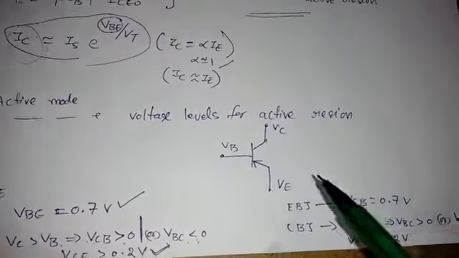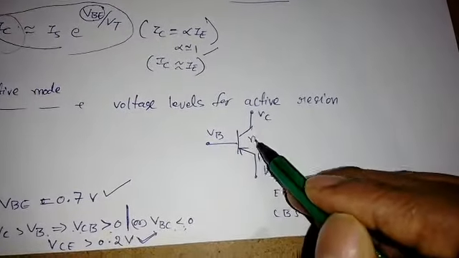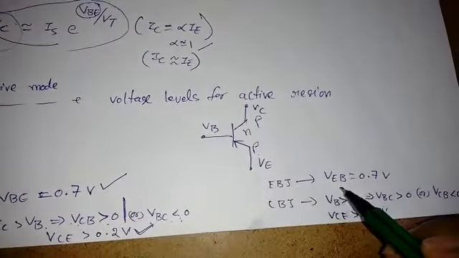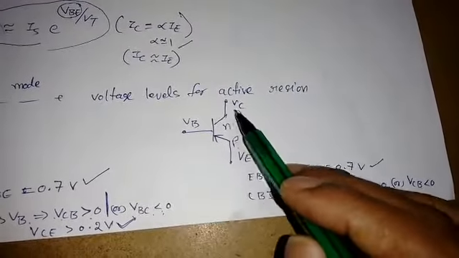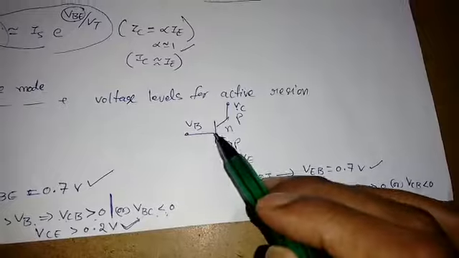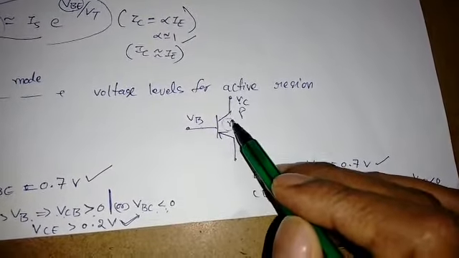Similarly, for PNP this is opposite. The emitter is P-type, so the emitter should be greater than the base by 0.7 volt. Similarly, for the collector base junction, VC should be less than VB. Why? Because our base is an N-type semiconductor.